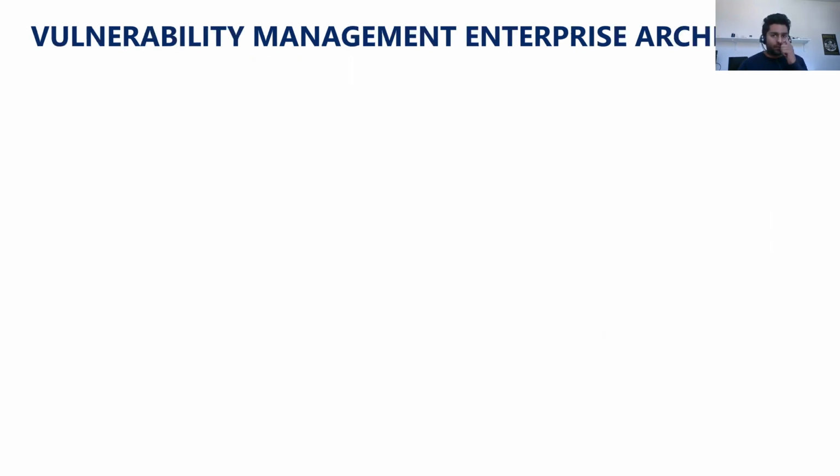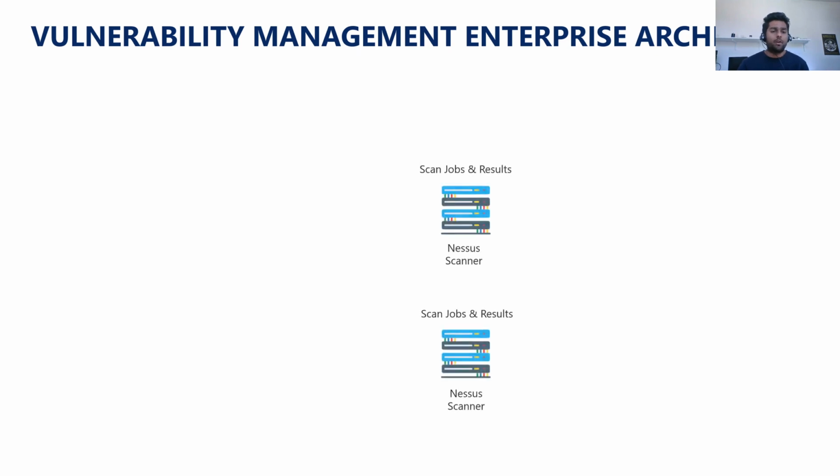Okay. So, vulnerability management enterprise architecture. Once you have decided to build your vulnerability management program, later on in the design requirement, it would look something like this. So let's say there are scan jobs from Nessus scanner. It can be a Nessus or it can be a Qualys.